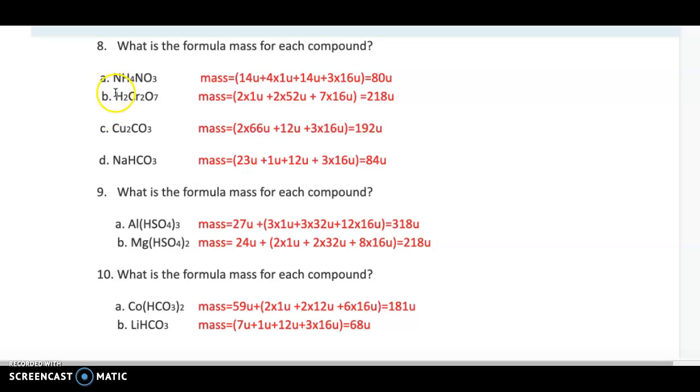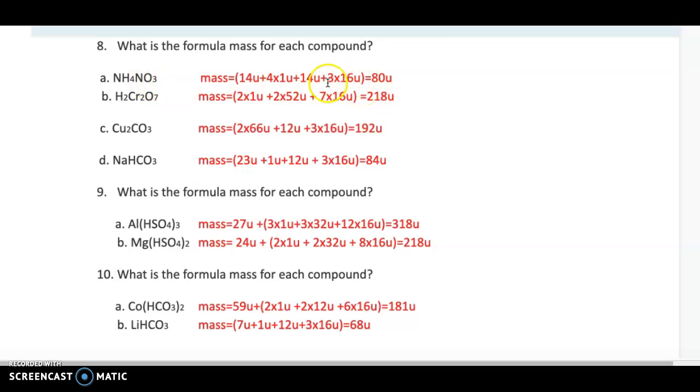Okay. Over here you have 4 different elements, right? You have to look up each one of them and you have to add them up, all of them. So nitrogen has a mass of 14. There are 4 hydrogens. Each one of them has a mass of 1. There's 1 nitrogen that has a mass of 14. And there are 3 oxygens that have a mass of 16.